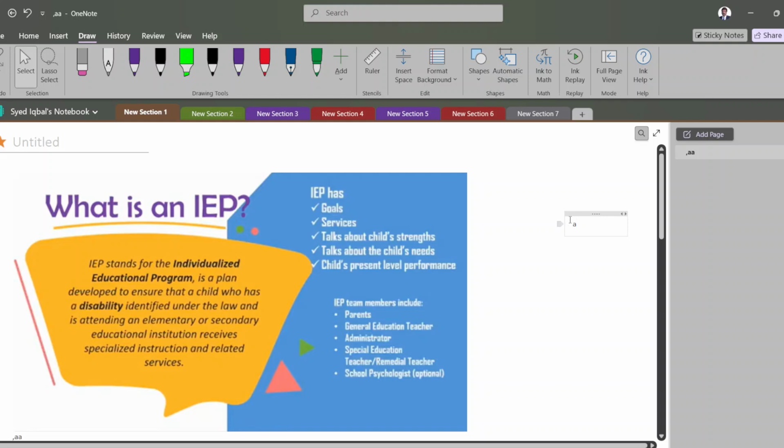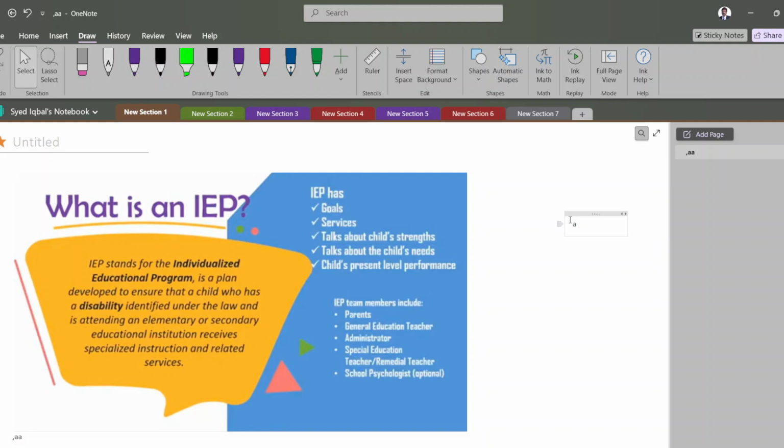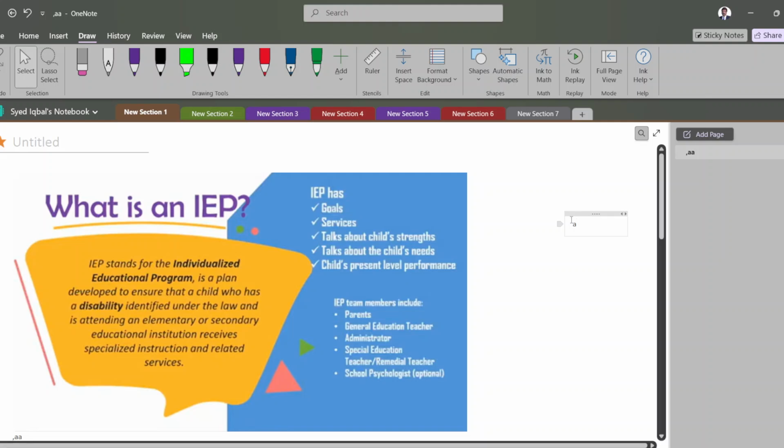Hi everyone. Today we'll discuss an IEP. IEP is an individualized educational program for disabled kids. Why, as a math teacher, do we need this? Because an IEP has a general ed teacher in it.